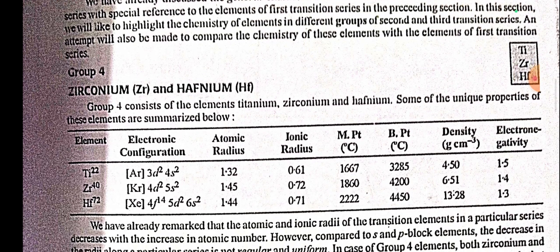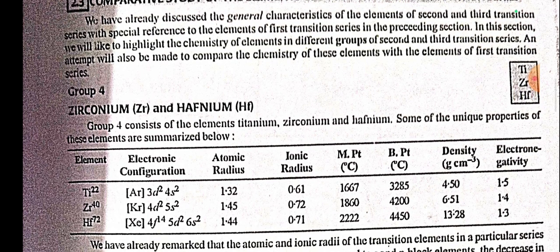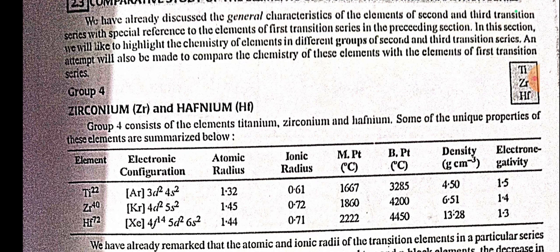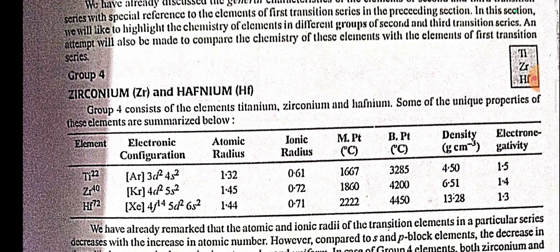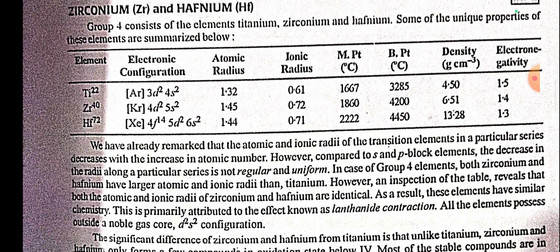Comparative study of elements of second and third transition series. We have already discussed the general characteristics of elements of second and third transition series, with special reference to the elements of the first series, in the preceding section. In this section, we will highlight the chemistry of different elements of second and third transition series, zirconium and hafnium. Group 4 consists of the elements titanium, zirconium, and hafnium.